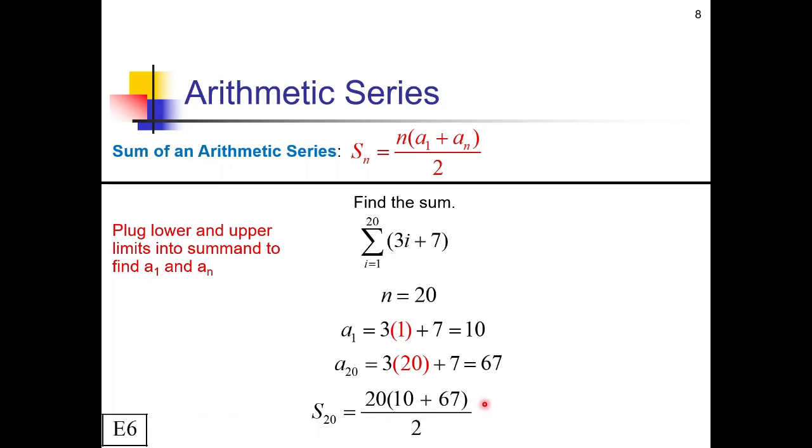We could use a calculator. We probably don't need one, though. So 10 plus 67 is 77. And I could reduce the 20 and the 2 to just have a 10 up here. 10 times 77 would give us 770. So there we are.